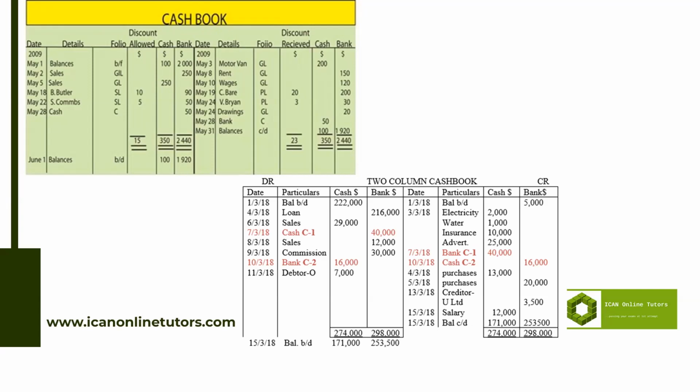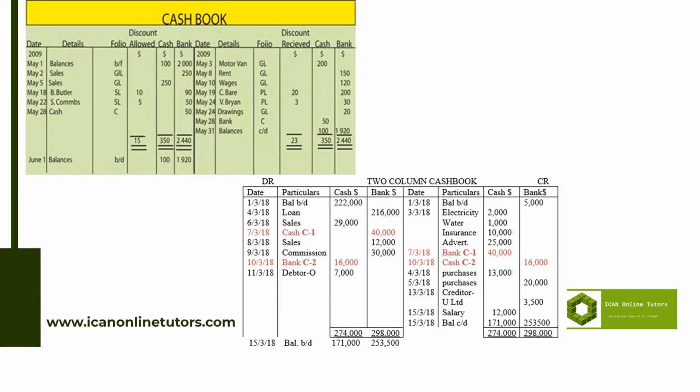But discount received is the one that you receive from your supplier. If your supplier is also giving you a discount, maybe as a result of bulk purchase or whatever it is, that is discount received. Discount allowed is given by the organization to the customer. Discount received is what the organization receives from our supplier.